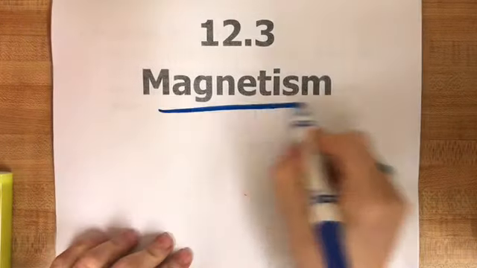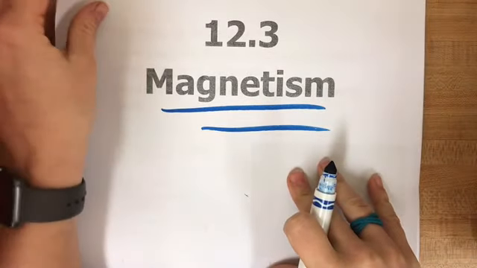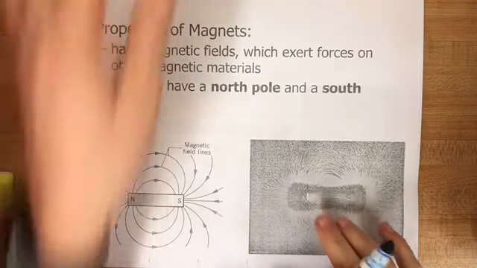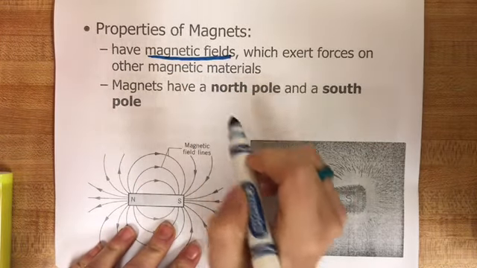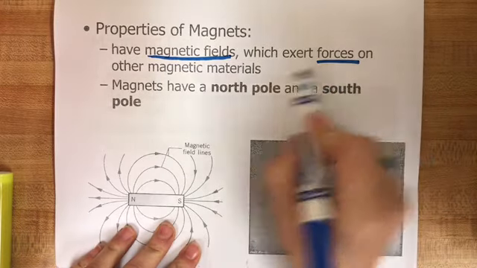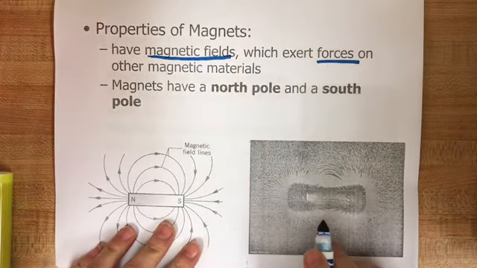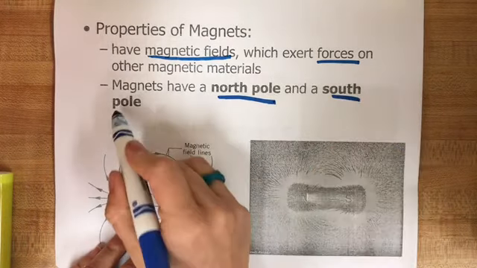12.3, magnetism. So, what is magnetism? First off, properties of magnetisms. Magnets have what's called magnetic fields. This is what causes them to have forces on other magnetic materials. Okay, every magnet has a north pole and a south pole.